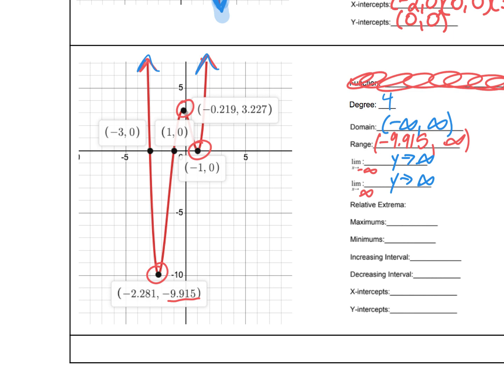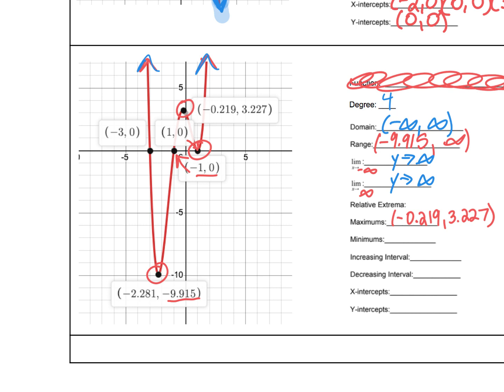Okay, and if we look there, it is just the point. All those points are kind of a little bit too close for me, but it looks like it's going to be the negative 0.219, 3.227. Okay. Perfect, because we can see that negative 1, 0 has to go with this point, and 1, 0 has to go with this point. Okay, perfect.